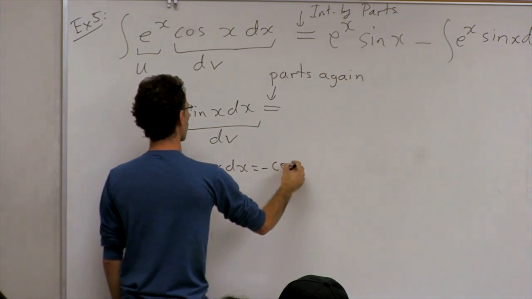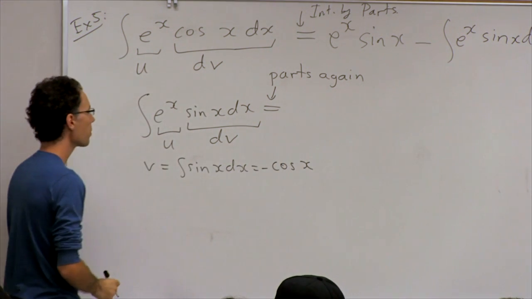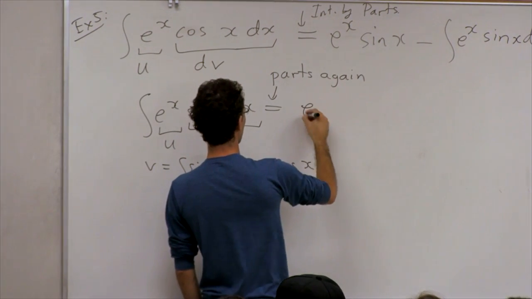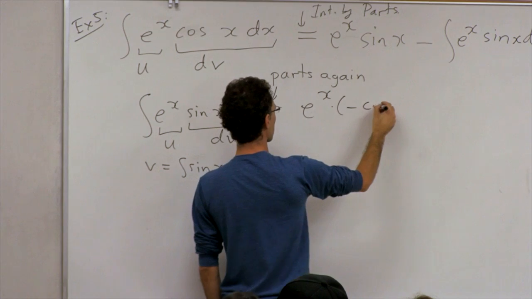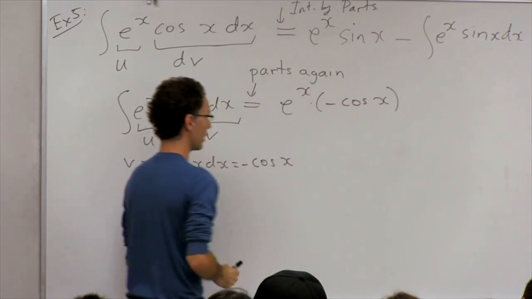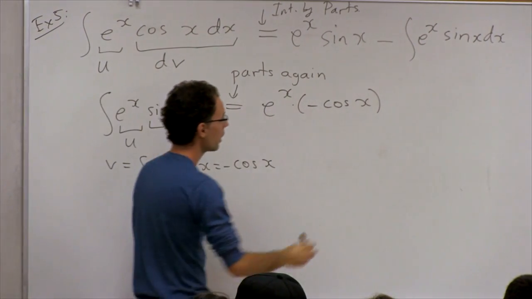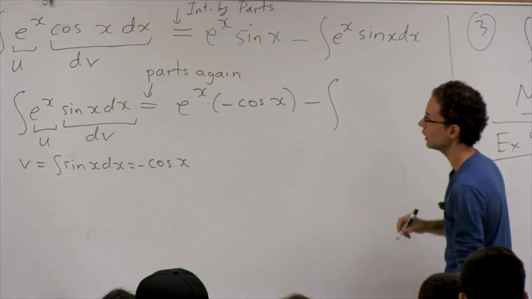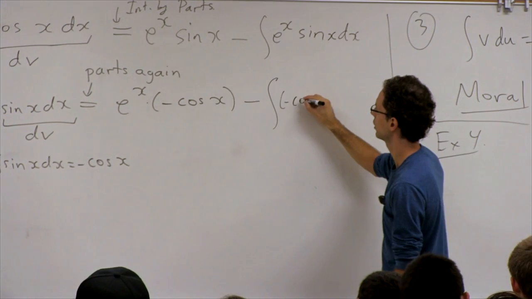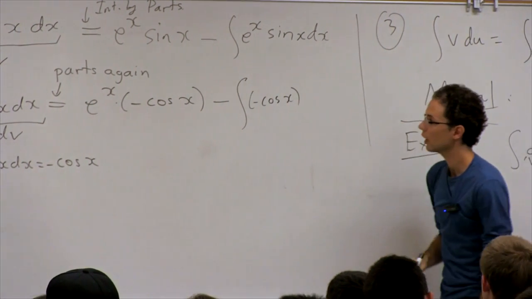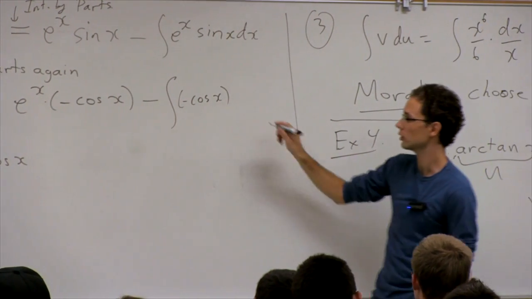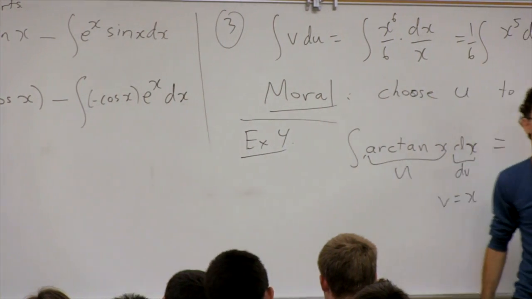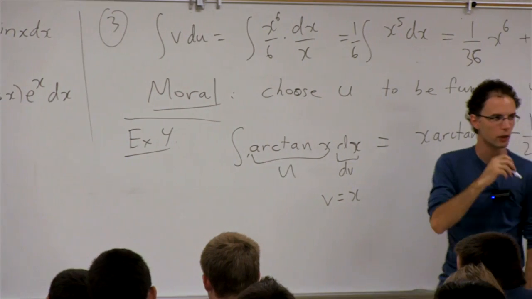This is minus cosine of x. And u is, of course, e to the x. I don't need to write that again. And so what we get here is e to the x times minus cosine x, u times v. And then subtract off the integral of v, which is minus cosine x, times du. And du is just e to the x. Okay. So that's my second integration by parts that I've done.